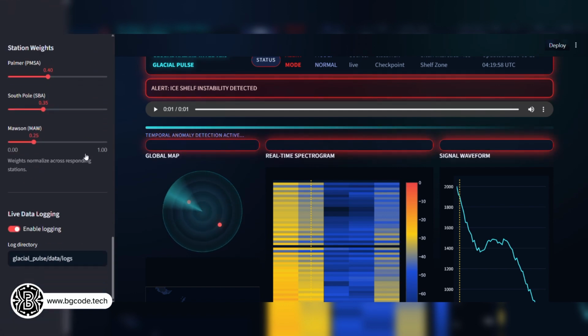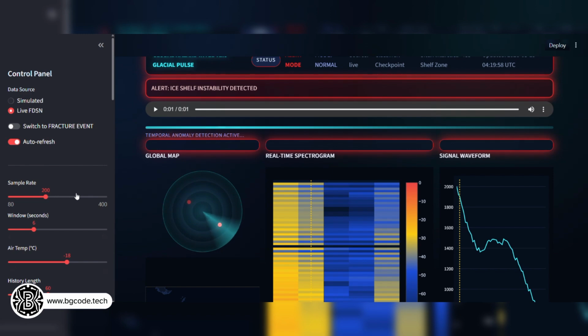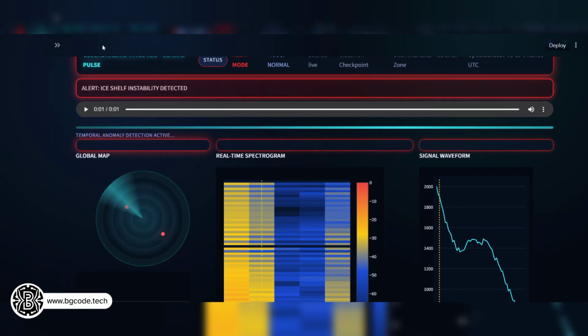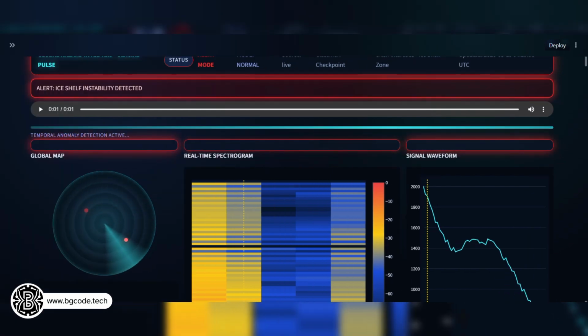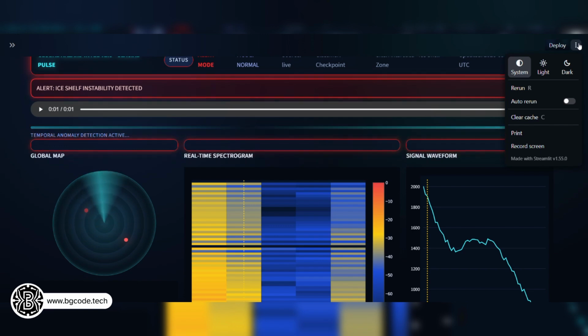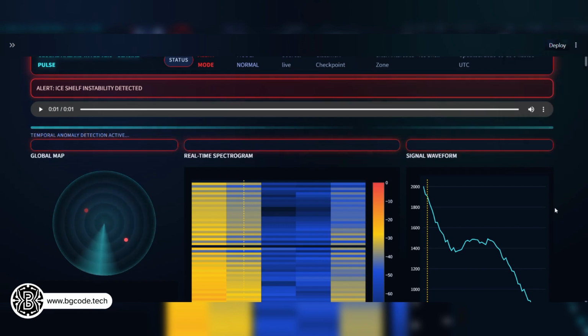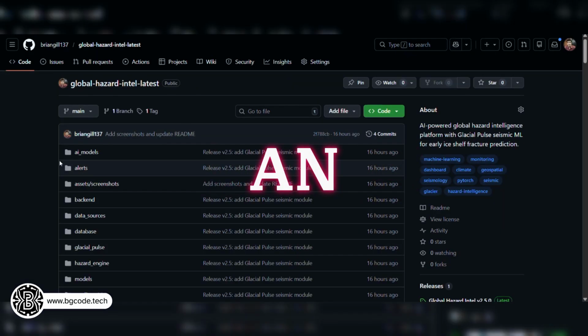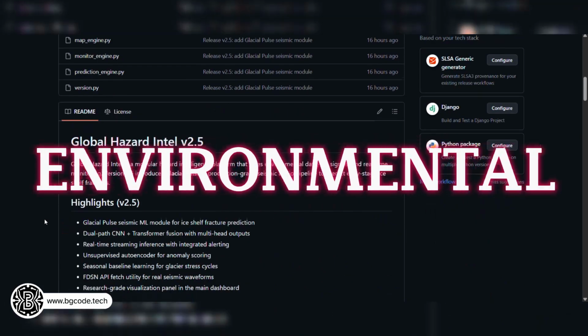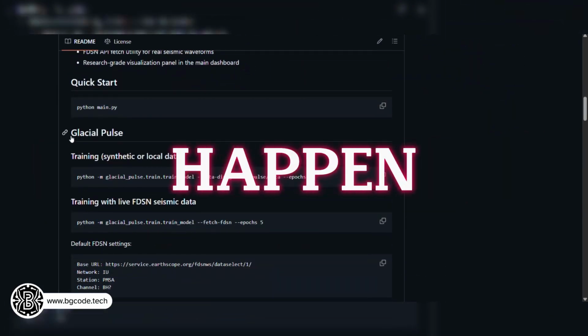This is more than a model. It's a step toward real-time planetary monitoring. From glaciers to earthquakes to global environmental collapse. This system is part of a larger vision, Global Hazard Intel, an AI platform for predicting environmental risks before they happen.